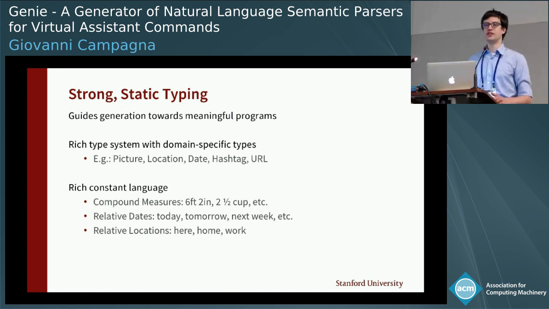We also notice that you need a rich constant language. For example, you need the ability to specify compound measures, because if the user says 6 feet 2 inches in the sentence, you cannot do arithmetic during translation to normalize that. You also need relative dates and relative locations, because you want to translate without respect to a specific time or a specific user.